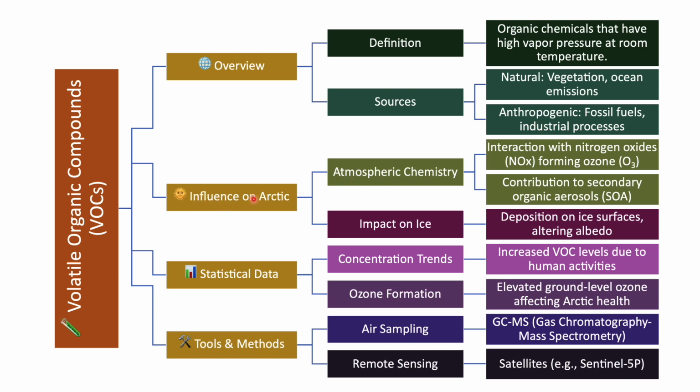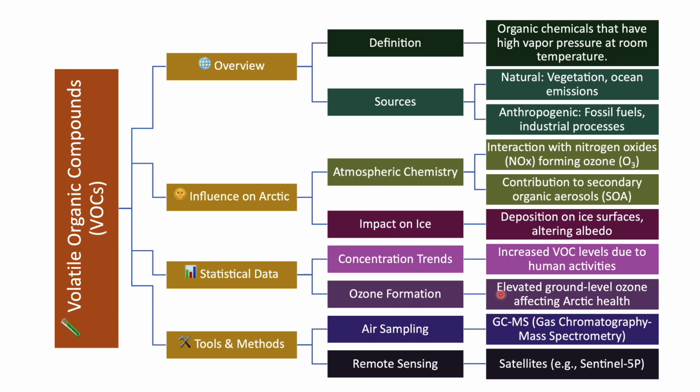What is their influence on the Arctic when we look at the atmospheric chemistry? The interaction with nitrogen oxides forming ozone is the main contribution, and they are also contributing to secondary organic aerosols. And what is the impact on ice? They deposit on the ice surfaces, which alters the albedo effect. And how do we know that? We can identify the concentration: there are increased VOC levels due to human activities.